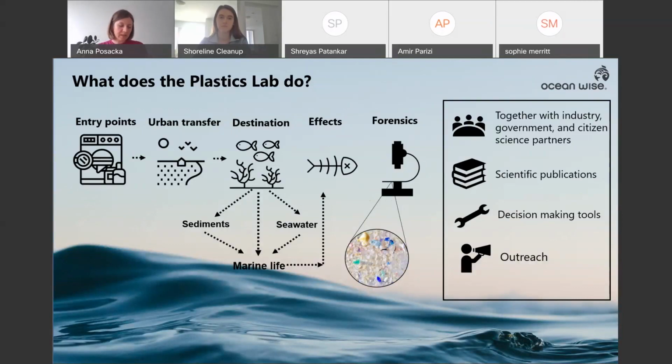So where is the Plastics Lab? What does the Plastics Lab do? Well, our mission is to conduct holistic research on the sources, transport, and fate of microplastics. We're very much interested in how they're getting into our watersheds through, say, domestic laundry, how they are being transferred into the ocean, and where they end up. We have active local programs to document microplastic contamination in British Columbia, in the Northeast Pacific, but also the Arctic Ocean.